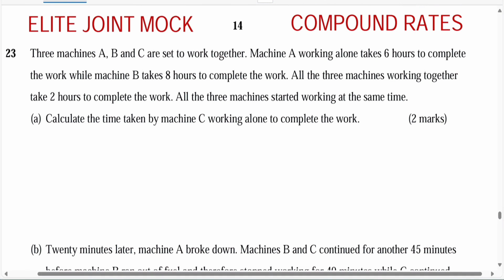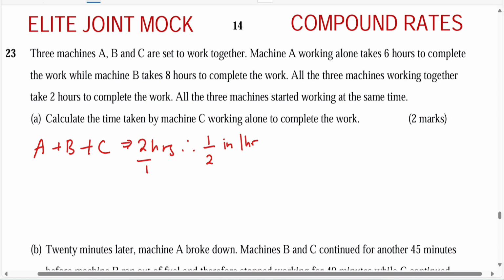So let's find out the time taken by machine C working alone to complete the work. So remember that tuko na A, tuko na B na tuko na C. Wote hao wakifanya kazi pamoja wanachukua 2 hours. Sawa. So if you want to find the rates for A, B, and C working together, you just do the reciprocal of 2 over 1, which will give you 1 over 2. So A, B, and C are completing a half of the work in 1 hour.